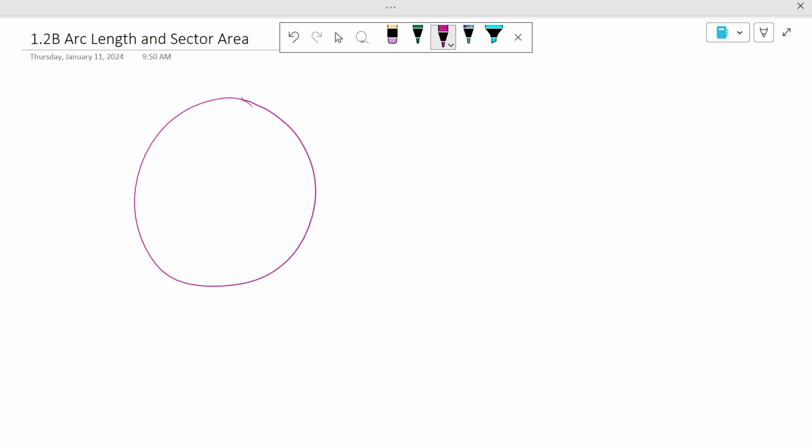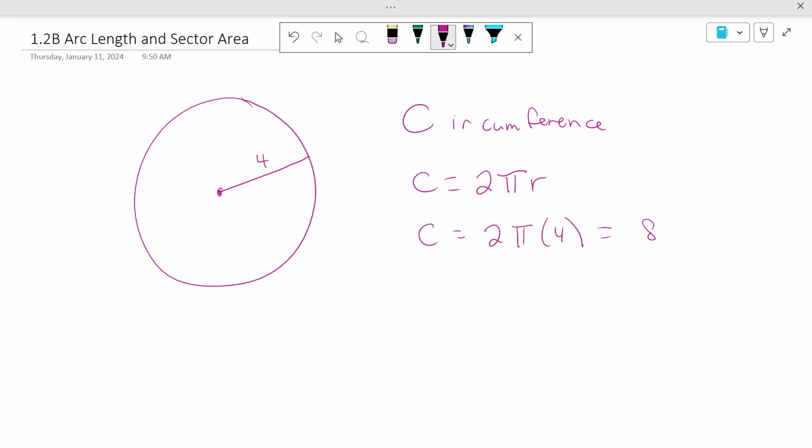What's the distance around a whole circle called? The circumference. Circumference is equal to what? 2 pi r. So if the radius is 4, the circumference would be 2 times pi times 4, or 8 pi.